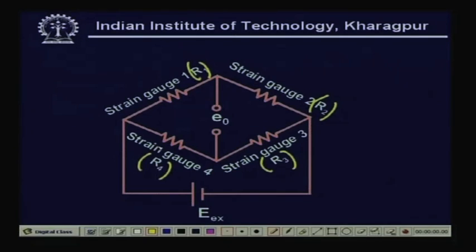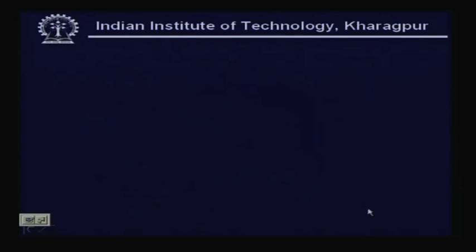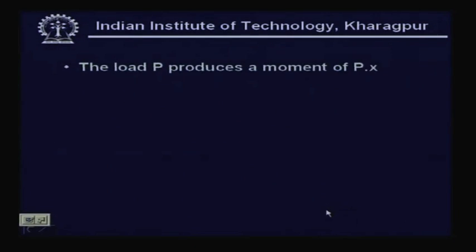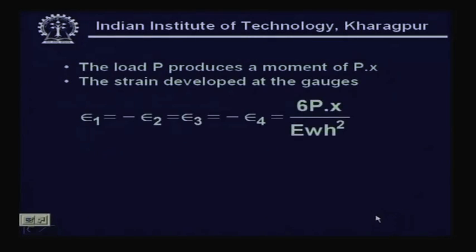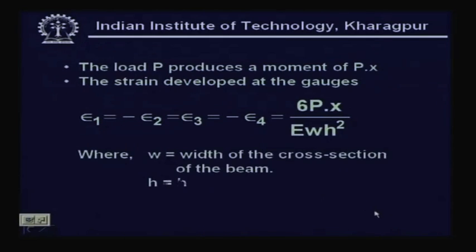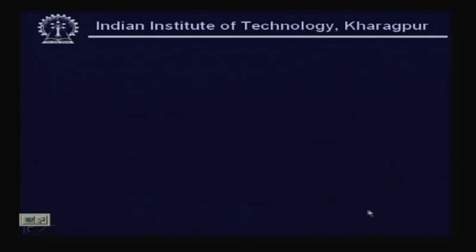The load P produces a moment of P into x. So, the strains developed at the gauges are given by epsilon 1 equal to minus epsilon 2, since one is under elongation and the other under compression. These are the same in magnitude if the initial value is the same, but opposite in sign, equal to epsilon 3 equal to minus epsilon 4, equal to 6 P x divided by E W h square, where W is the width of the cross section of the beam and h is the height of the cross section of the beam.